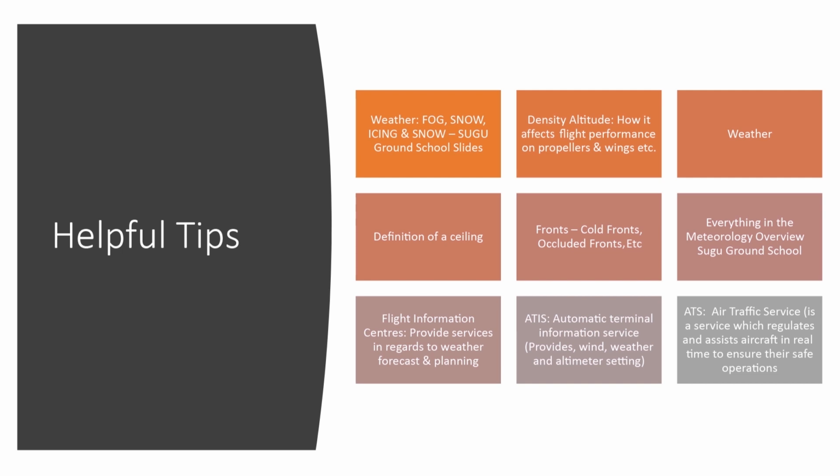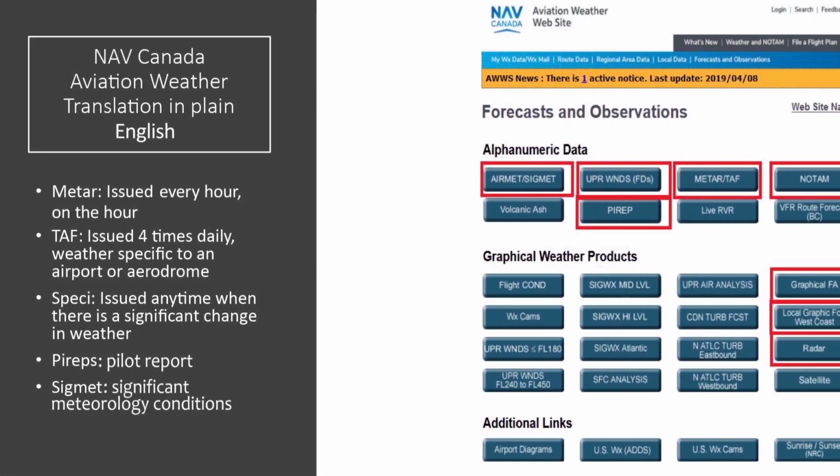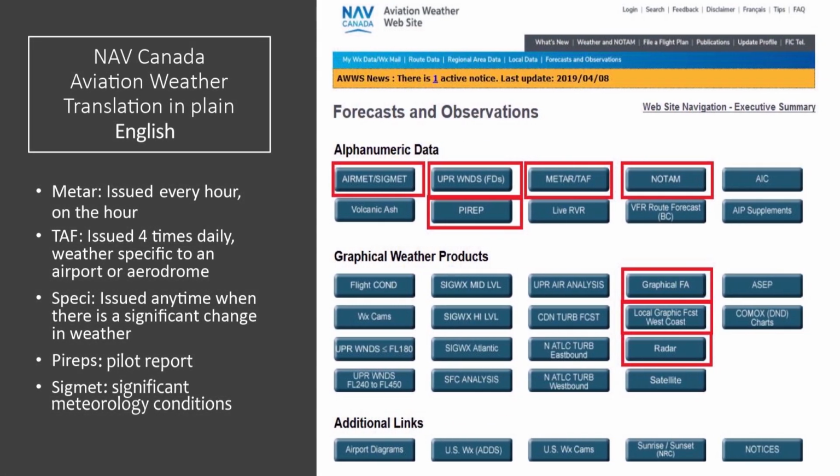On to the examination overview. All these topics are fair game. What is important? That you know what type of service flight information centres versus air traffic services. In discussing NAV Canada Aviation Services, here's a phenomenal image of NAV Canada's main page. It will be beneficial if you know and learn all the items in red.